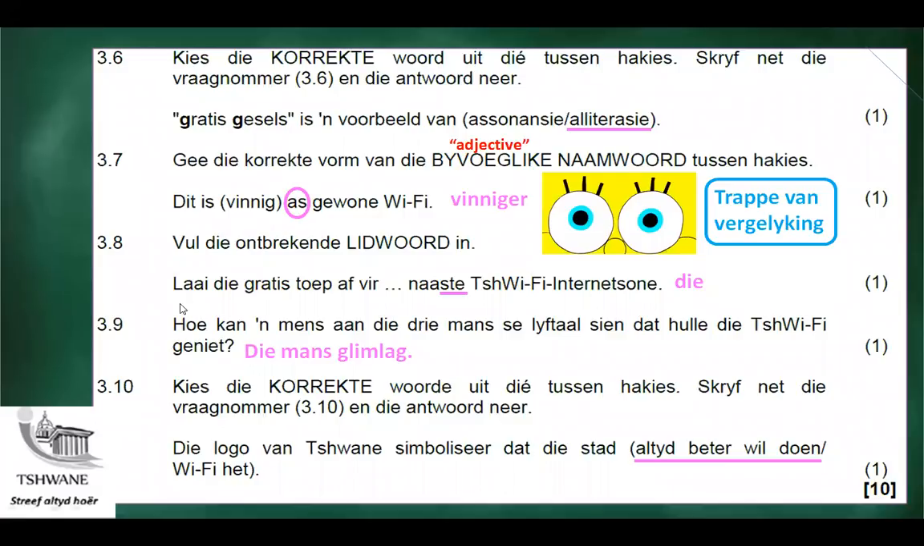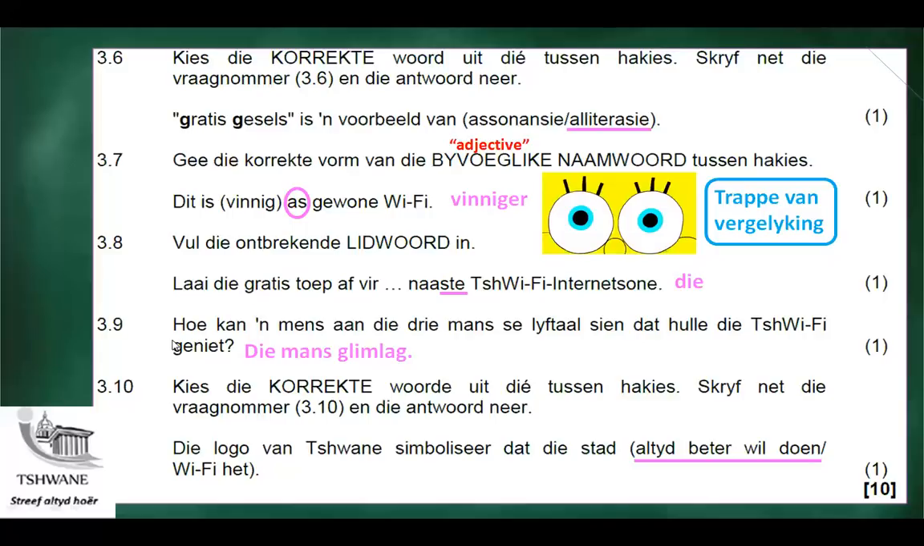Ons lees die sinnetjie. Laai die gratis toep af vir naaste Wi-Fi internet sone. Now you remember I said if you are busy with the degrees of comparison and you have the last group, the third group, the biggest one, the word pres in the trap, then you can put the word die in front of it. I still use the example of mooi, mooier, die mooiste. So now we've got naaste, and then I have to put die in there.